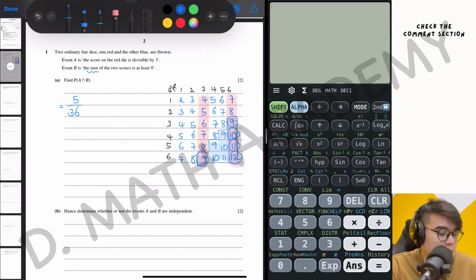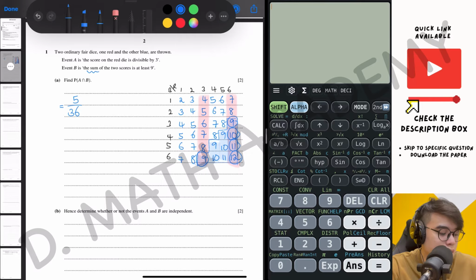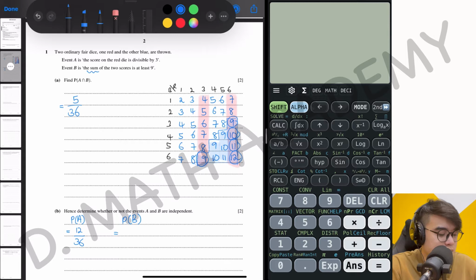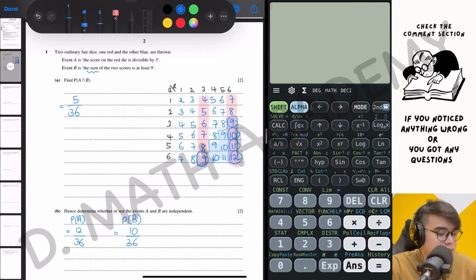In part B, however, they were asking whether or not these events are independent. So you have to check each of them individually. Our P(A) would be 12 out of 36, while our P(B) will be those in the Tetris-like shape that I drew there. So 1, 2, 3, 4, 5, 6, 7, 8, 9, 10. That's 10 out of 36.